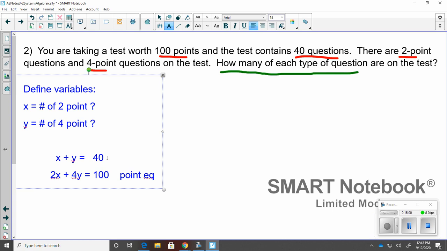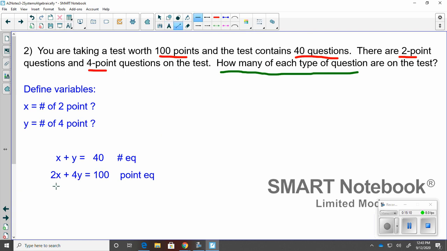There's 40. Okay, so the first equation is the number equation, and the second equation I've written down is the point equation. Okay, and I apologize, I typed that incorrectly. So make sure you've corrected it in your notes. X plus y equals 40. Why? Because the number of questions for 2-point and the number of 4-point questions has to equal 40 questions. And then the points all go together. So 2-point, 4-point, 100-point.